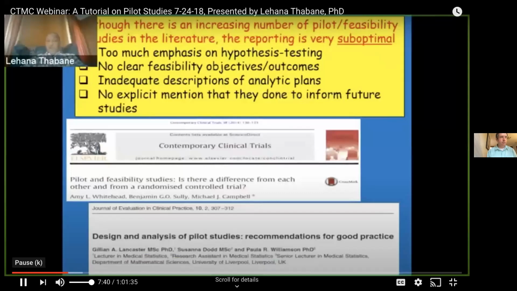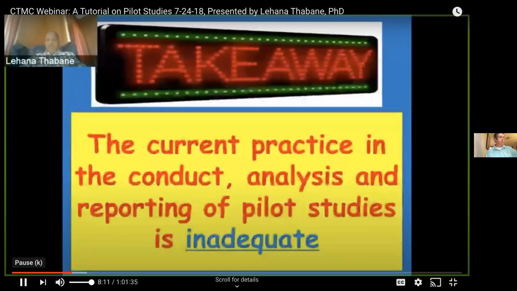So overall, there's never really a clear sense of how well these are reported. In fact, the few reviews that have looked at this issue found that there's too much emphasis on hypothesis testing, which is really never the primary goal of piloting or assessing feasibility. There are no clear feasibility objectives or outcomes, and the analytic plans are never really well described. And there's not even a mention in many of these studies as to whether they're being done to inform the design of future studies.